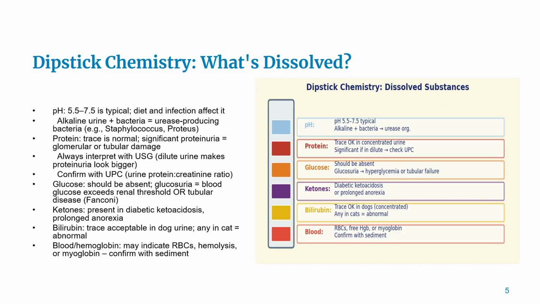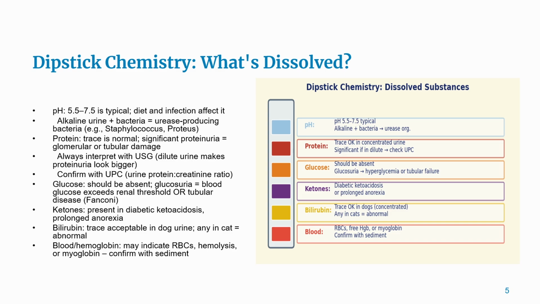The dipstick is your dissolved substance panel. Let's hit the highlights. Protein. A small amount in concentrated urine may be insignificant, but protein in dilute urine is meaningful. Always follow up suspicious proteinuria with a UPC ratio. That quantifies how much protein is being lost.